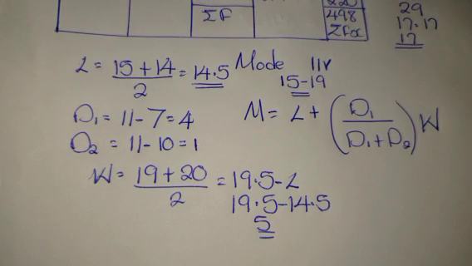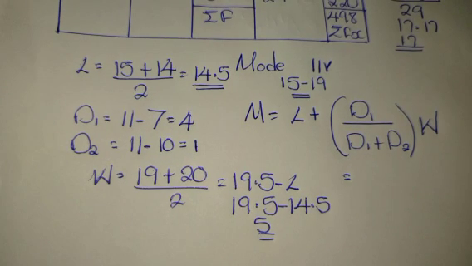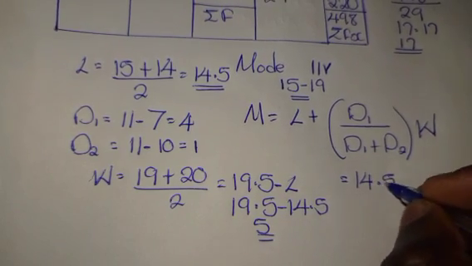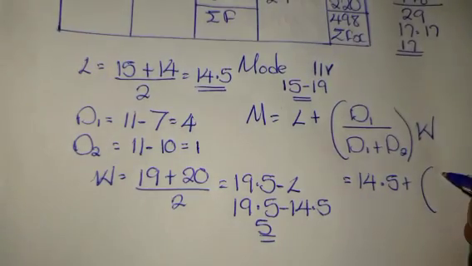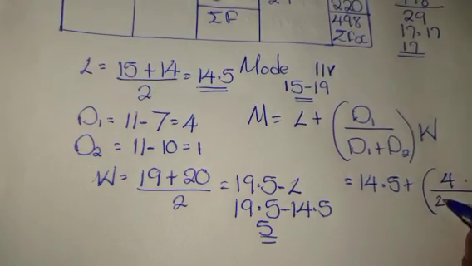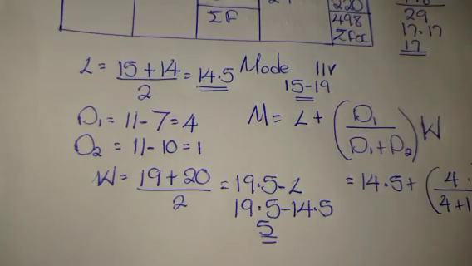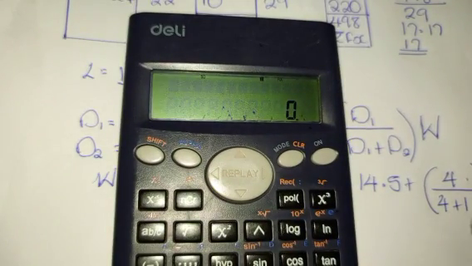Having now summarized what we have been given, we can replace and calculate the value of the mode, which is the exact value that appears with the highest frequency. We have the lower boundary to be 14.5, and D1 was given as 4. Then you divide it by 4 plus 1, multiplied by the width, which in this case was 5. Remember, 4 plus 1 is equal to 5.